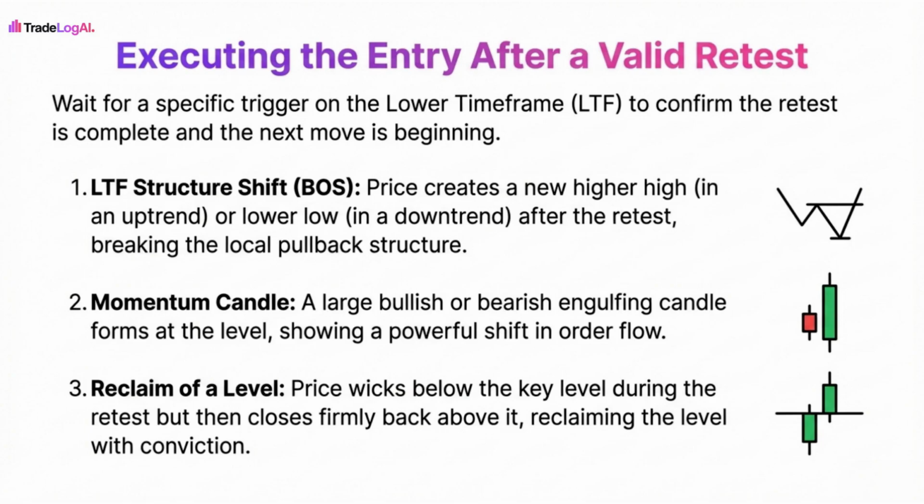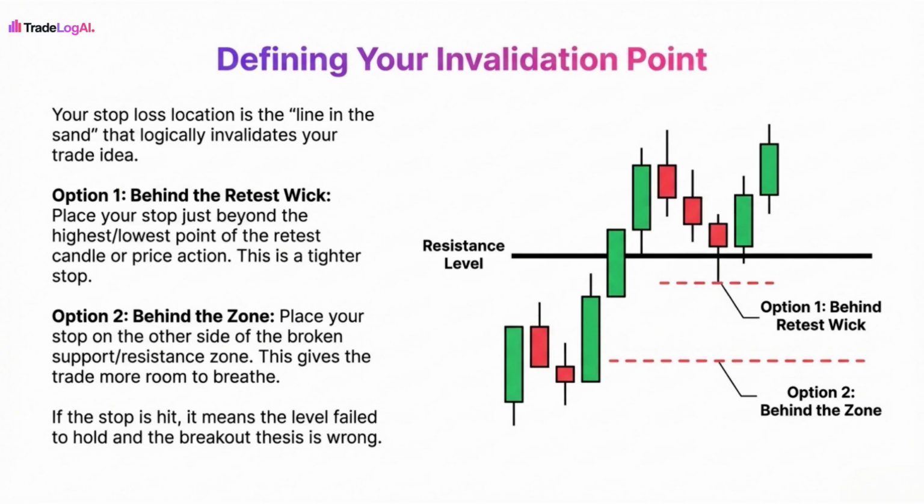Your stop is the line in the sand that proves your idea is wrong. Option 1 is tighter. Place the stop just beyond the retest wick's extreme. Great for precision, but easier to get clipped. Option 2 is more forgiving. Place the stop beyond the entire zone. More breathing room, slightly larger risk. If the stop is hit, the message is clear. The level failed to hold, and the breakout thesis is invalid.